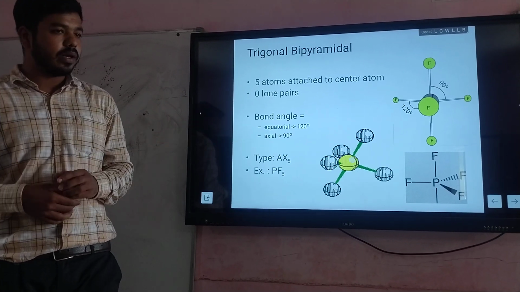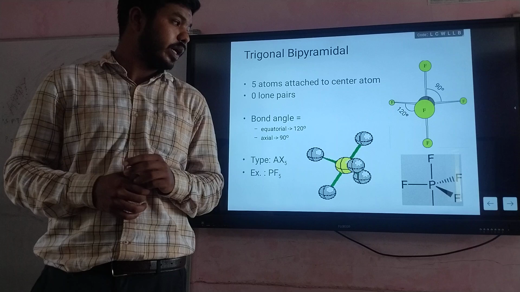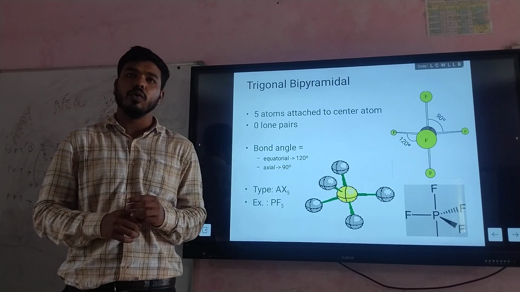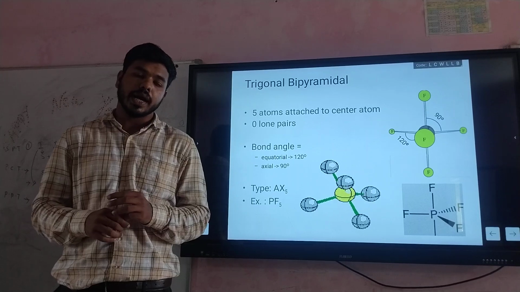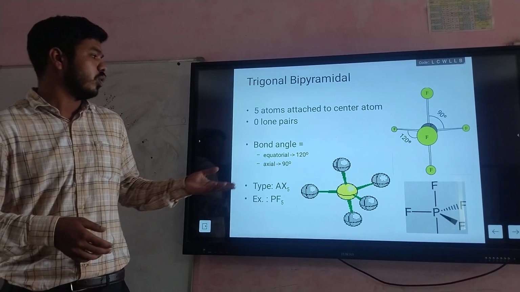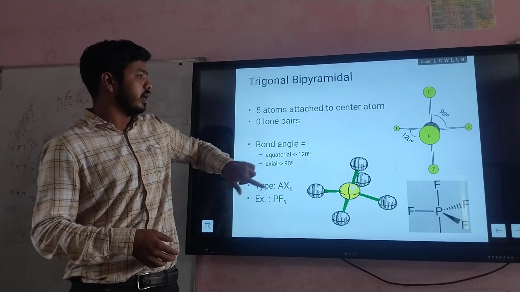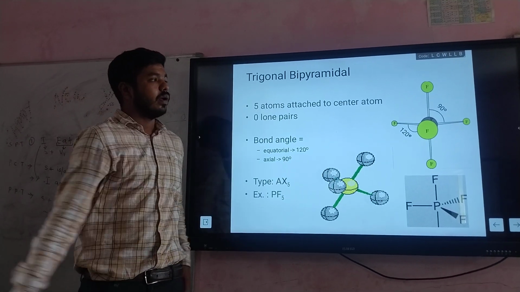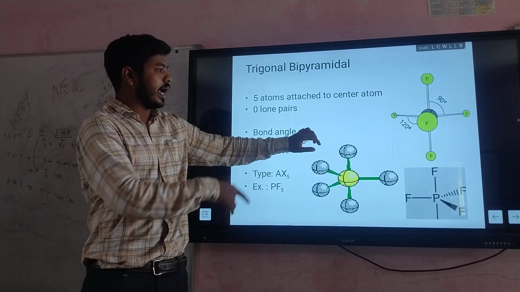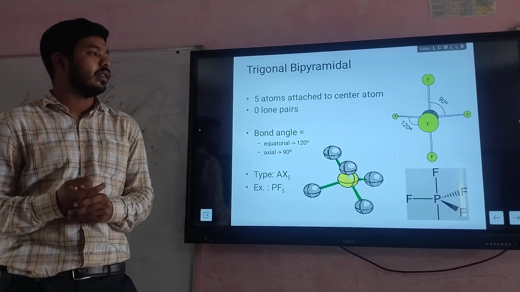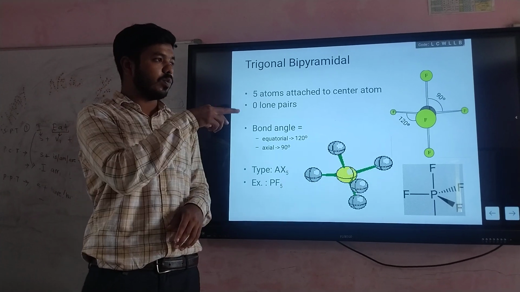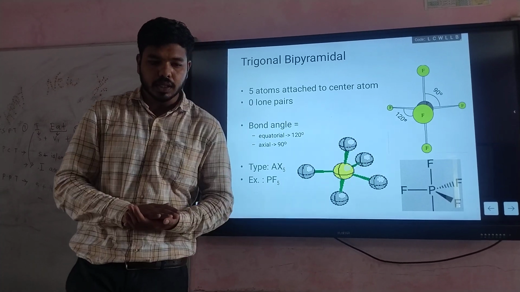Then trigonal bipyramidal. In this type AX5, all the electron pairs are bonded pairs. The molecule shows trigonal bipyramidal geometry and the shape of the molecule is also trigonal bipyramidal due to no lone pair of electrons on the central atom. And the angles between the bonded pairs are 90 degrees and 120 degrees. The bond angle between the axial and equatorial positions is 90 degrees, and among the equatorial positions the bond angle is 120 degrees.